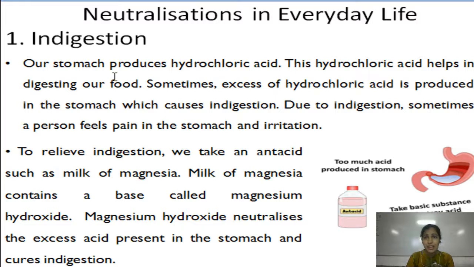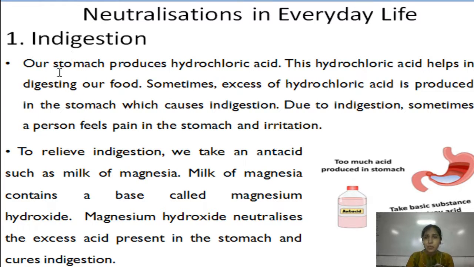Neutralization in everyday life. The neutralization reactions involving acids and bases play an important role in our everyday life. The treatment of ant sting, remedy of indigestion, soil treatment and the treatment of factory waste, all of these include the neutralization reaction. First is indigestion, where we use neutralization in our everyday life.